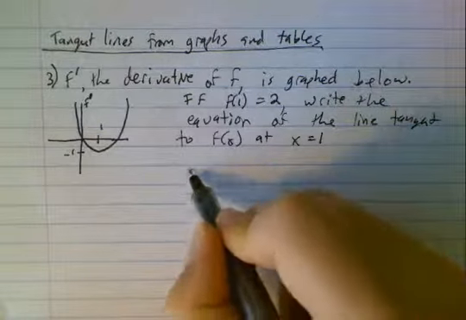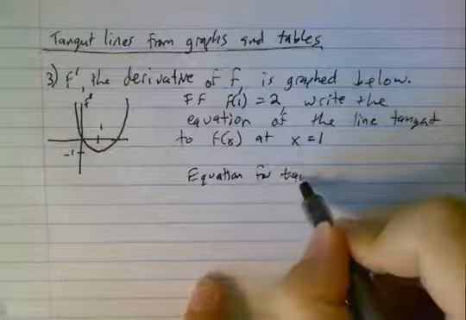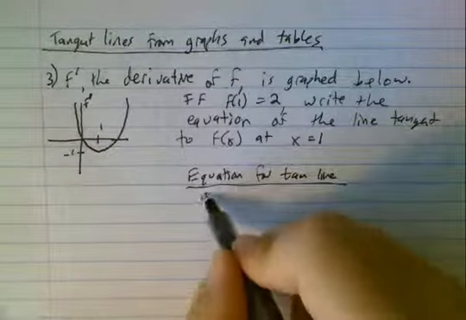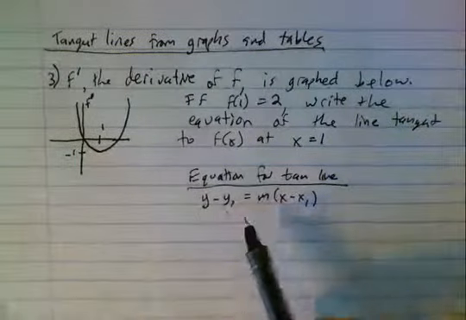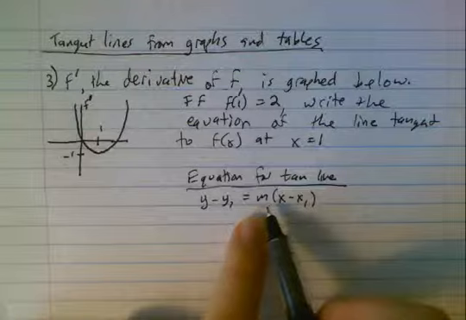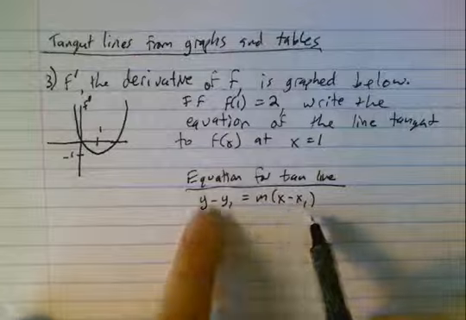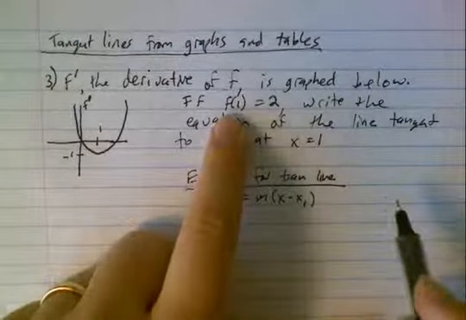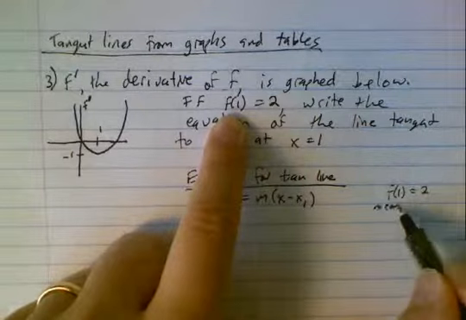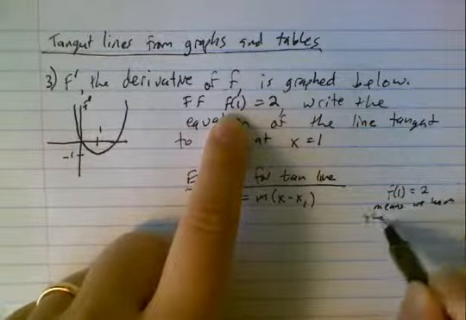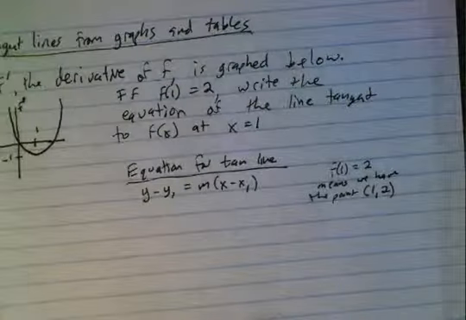So the first thing is that we know we have our usual equation for a tangent line. We need to know a point, an xy point, and we need to know the slope. The key thing here is that this is a graph of f prime. It's not telling us anything about y and x of f. But we are told, because f of 1 equals 2, that we have the point (1, 2). So that's our x and our y.